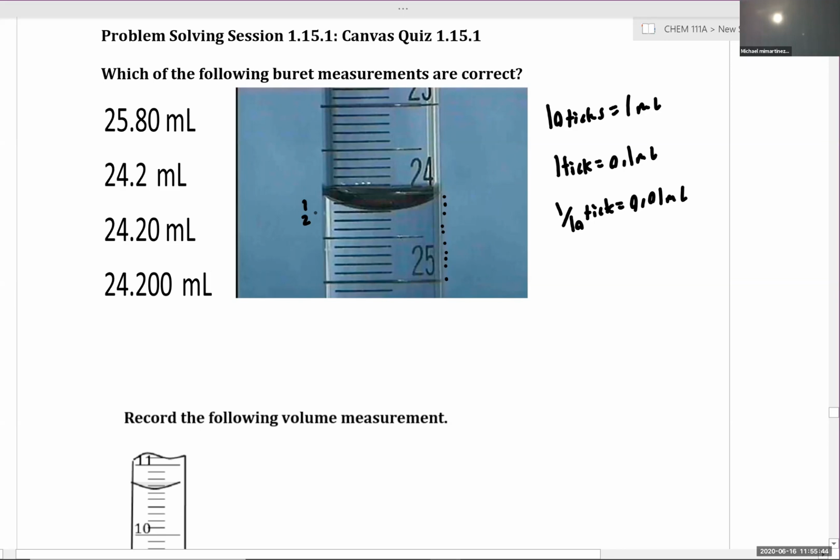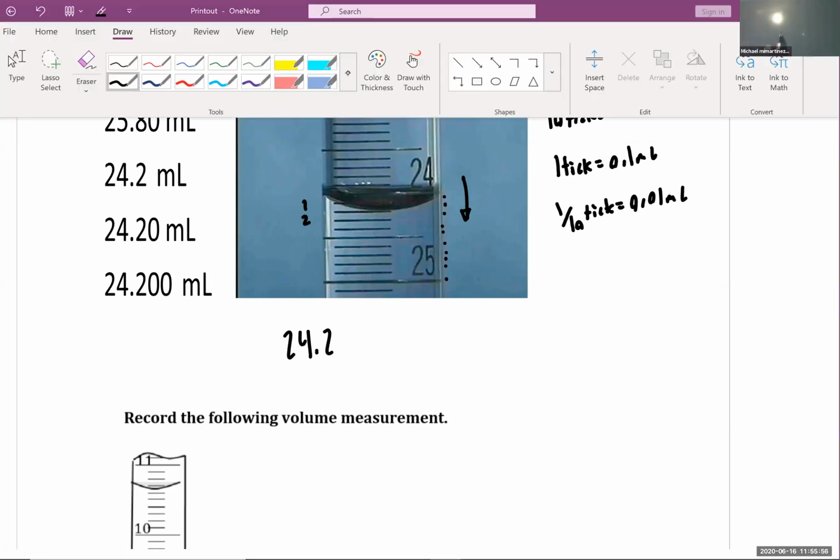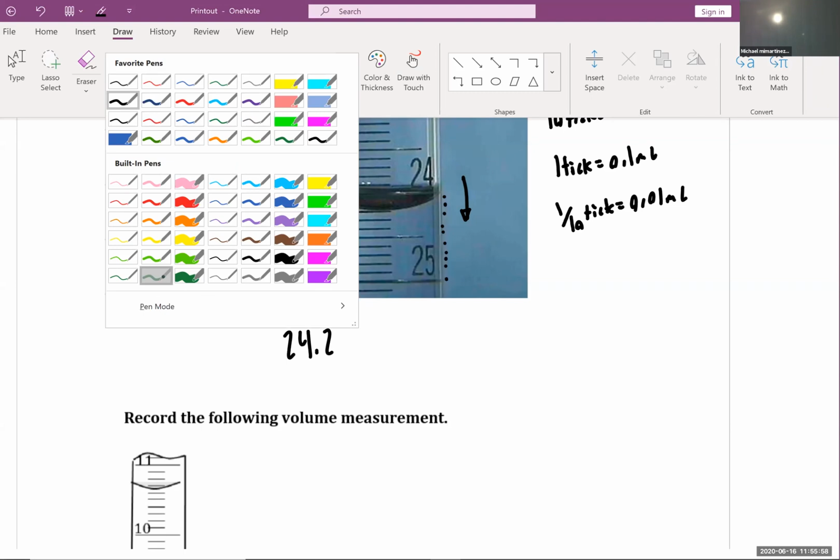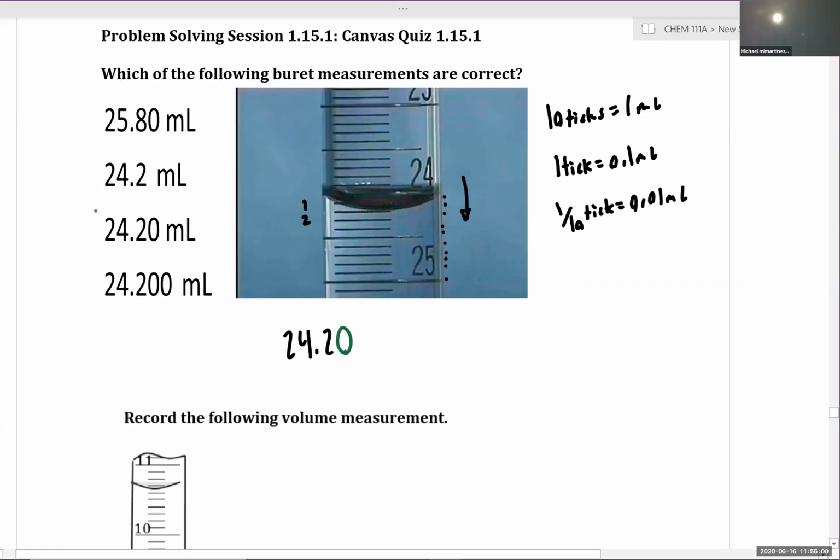So as we're just about at the second tick mark, and burets are read from top to bottom, this second tick mark corresponds to 24.2. And then we can estimate an additional digit up to 1/10 of a tick, which is 24.20 milliliters. Does this example make sense to everyone? Any questions on this example?